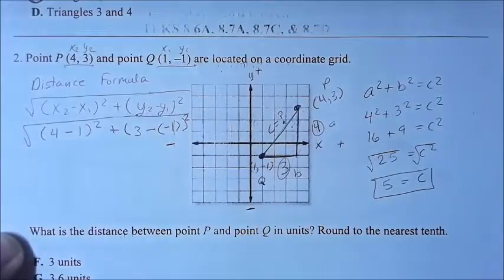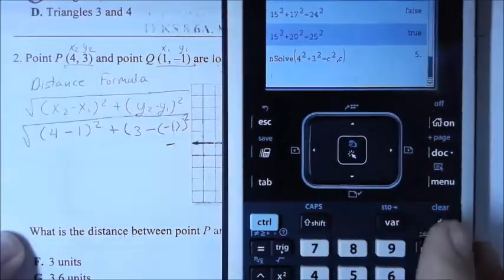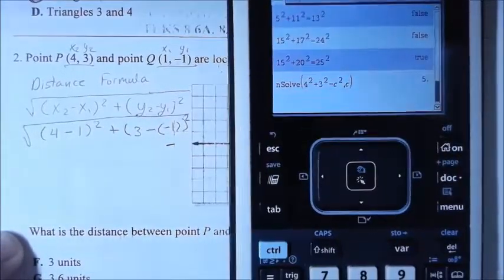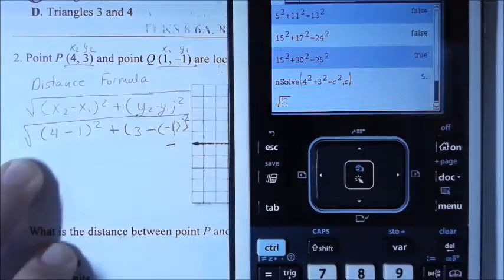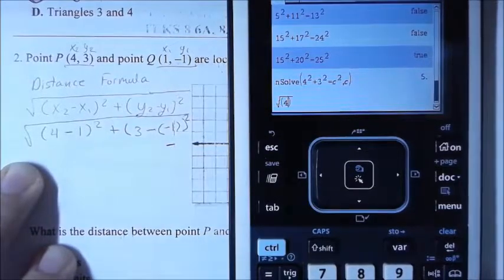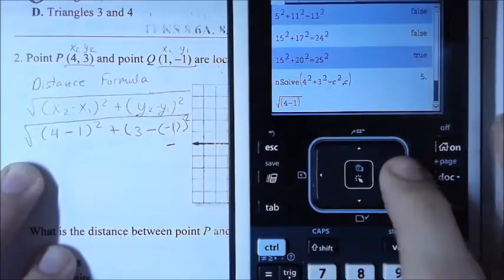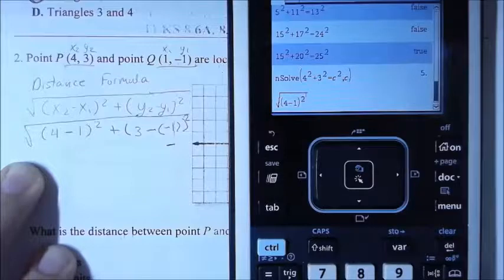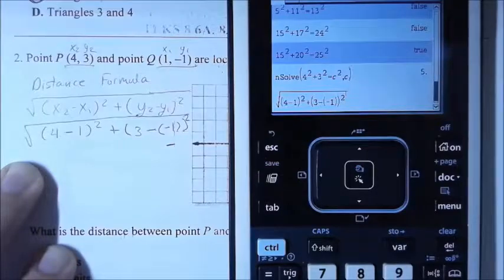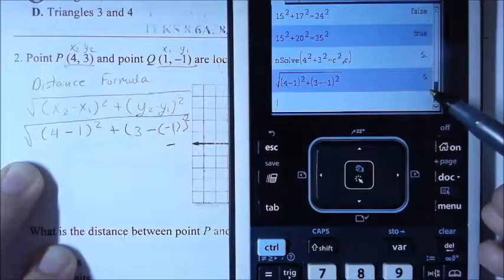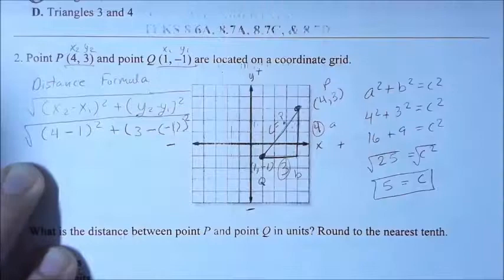And now that I got that, I can just put that into my calculator. This one we're not using numerical solve. We're just going to put our radical, and we're going to put our parenthesis and write it just like we got it. 4 minus 1 squared plus parenthesis, and then we got 3 minus negative 1, and then we're going to square that and hit enter. And notice it also gives us 5. So that was 2 different ways that you could have done it.